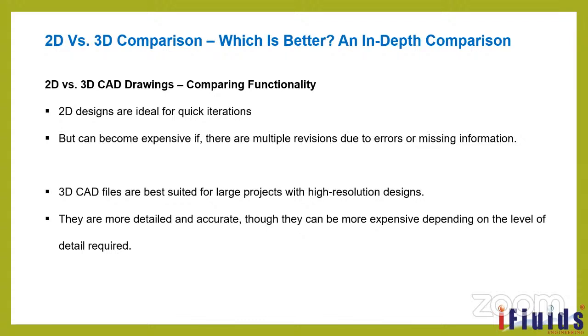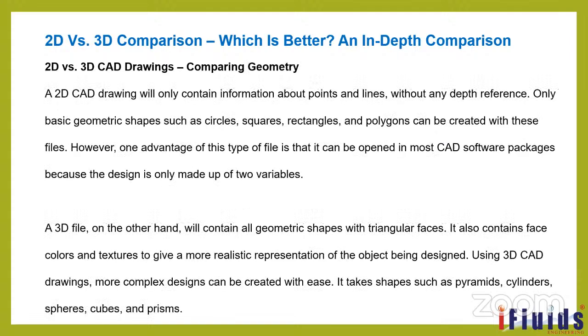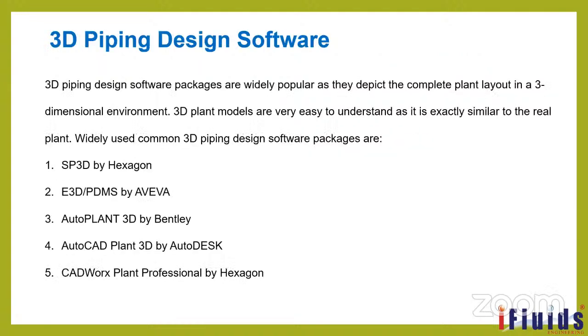If you are going to build, like I said earlier, a bigger size power plant or bigger size refineries, 3D CAD is the suitable one. They are more detailed and accurate, though they can be more expensive depending on the level of detail required. Which one is better, we have already seen. 2D will show only the shape, while 3D shows more compared to it. So obviously 3D is better than 2D in respect of functionality.